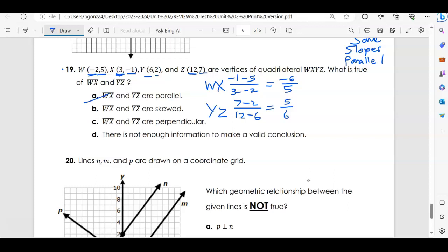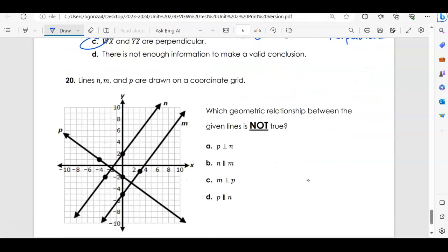Now, notice, these two slopes have two changes. The first change is the positive negative sign has changed, right? Negative 6 over 5 becomes positive 5 over 6, so that's one change. Now that doesn't make it perpendicular by itself, but notice 6 over 5 is now 5 over 6. It flipped. So if you change the sign and flip the fraction, what do you call that? Perpendicular. So guess what? It is C. If it was not both of these, you would have to say it's skew, or maybe not enough info.